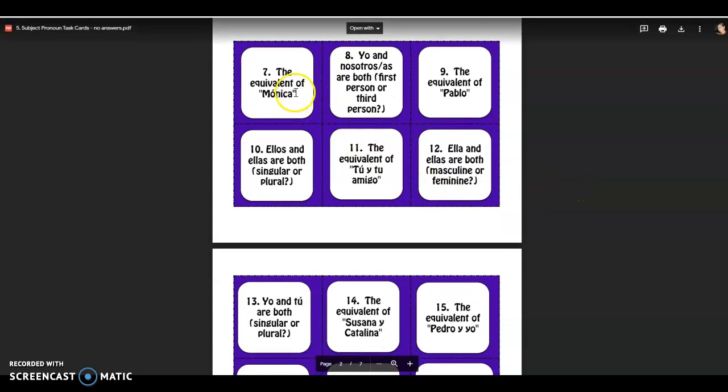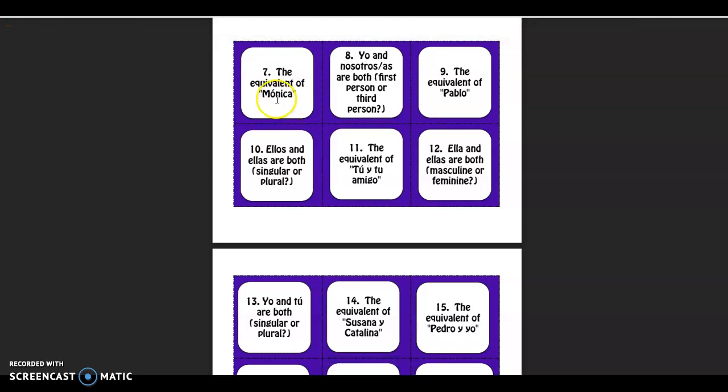When you get down into these questions where it says the equivalent of, what they mean by that is, what would you use to talk about that person? So if we're talking about Monica, then that means we are talking about her, and the way that you say her or she is ella. So your freebie answer to number 7 is ella.